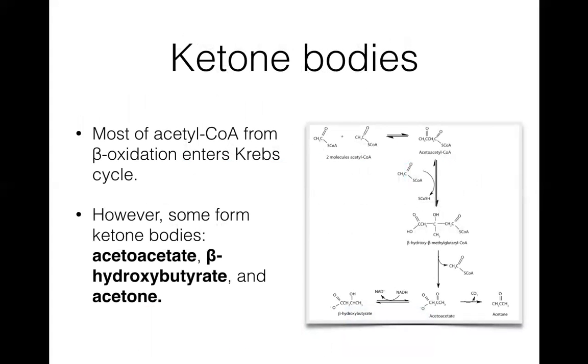What happens now to the acetyl-CoA that are produced with each round of beta oxidation? Most of the acetyl-CoA from beta oxidation enters the Krebs cycle. However, when they can no longer enter the Krebs cycle, some of them form ketone bodies. So what are the 3 ketone bodies? This includes acetoacetate, beta-hydroxybutyrate, and acetone.